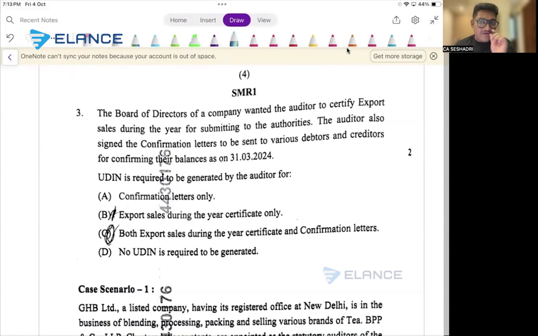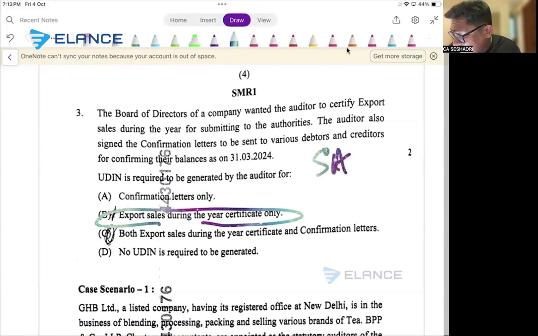In the audit report chapter, I already told you. In my class, I used to tell that for every audit report, for every certification, the auditor should use UDIN. So basically here, audit report is required only for certificate. This is the answer. Confirmation letter, auditor also signs the confirmation letter, SA 505 audit confirmation, UDIN is not at all required there. But UDIN is only required for audit reports and certifications.